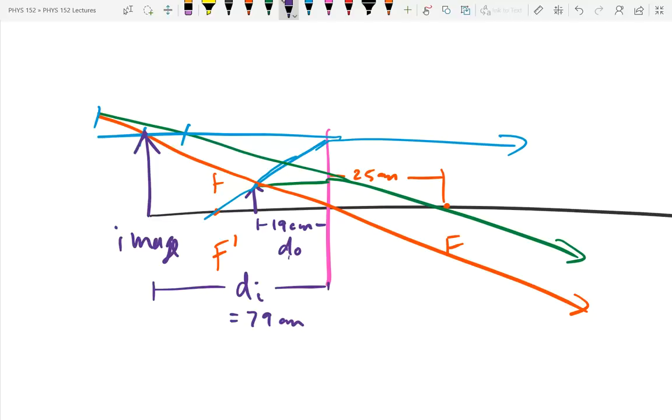Which, if I were to be more careful, I would have had my object more like this maybe. Right, but I wasn't measuring anything, so I couldn't have it in the right place. I wasn't measuring because my ruler wasn't working.